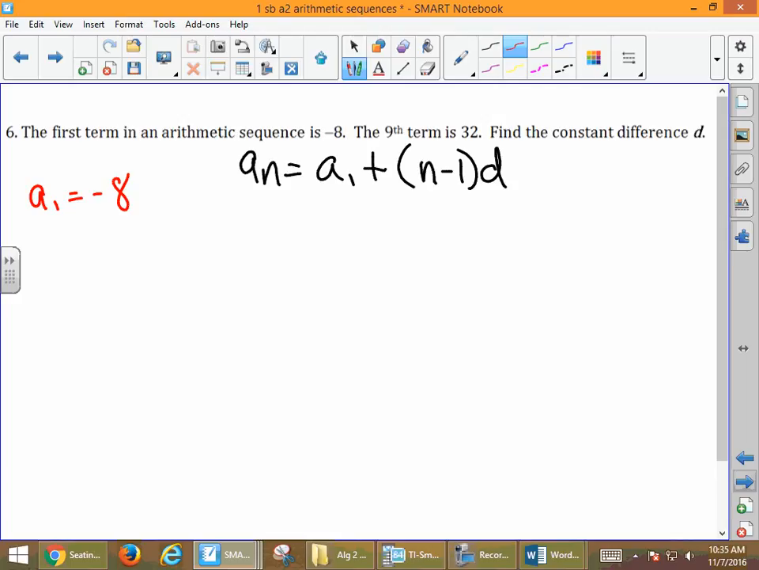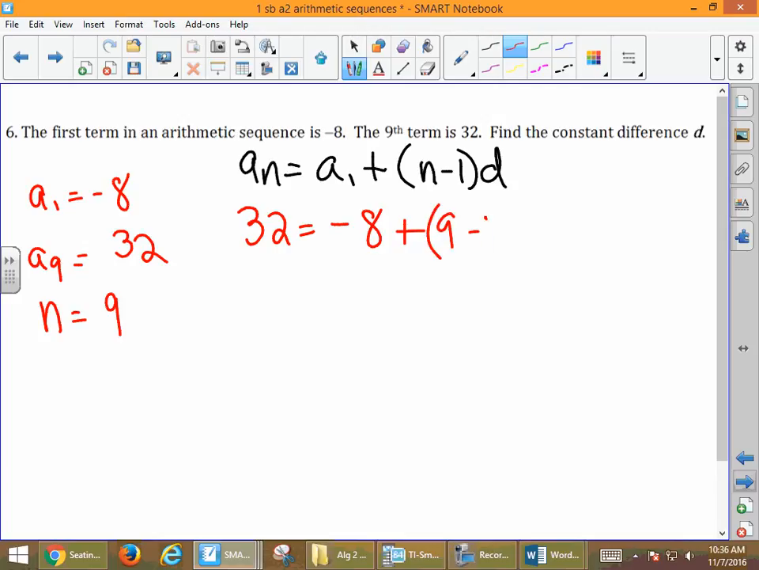The ninth term is 32. And since we have a sub 9, that means that n is 9. And this time what we have to find is the common difference. We don't know what the common difference is, but we have enough information to use our formula to help us. So we're going to fill it in. 32 equals negative 8 plus 9 minus 1 times d.